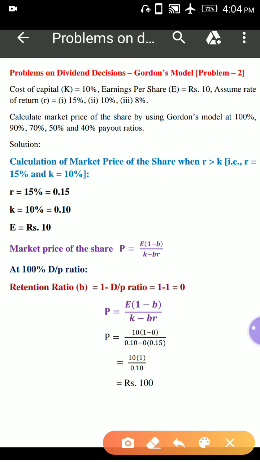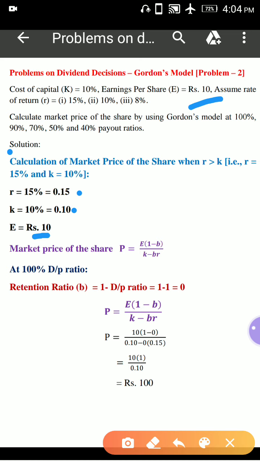Now look at the solution. Calculation of the market price of the share when R is greater than K, that is R is equal to 15% and K is equal to 10%. Here the value of R is 15%, that is 0.15, and K is 10%, that is 0.10. In the given problem, earnings per share is rupees 10.